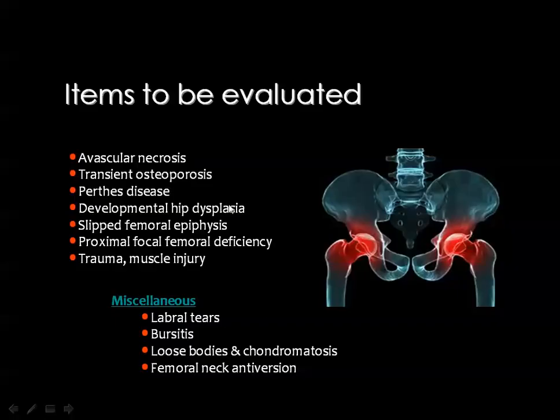The first one is the issue of avascular necrosis, transient osteoporosis, Perthes disease, developmental hip dysplasia, slipped capital femoral epiphysis, proximal focal femoral deficiency, and some cases of trauma and muscle injury. And we will end with some words about labral tears, bursitis around the hip, loose bodies, and synovial osteochondromatosis. And finally, we will have some knowledge about the femoral neck anteversion angle and how to measure it.